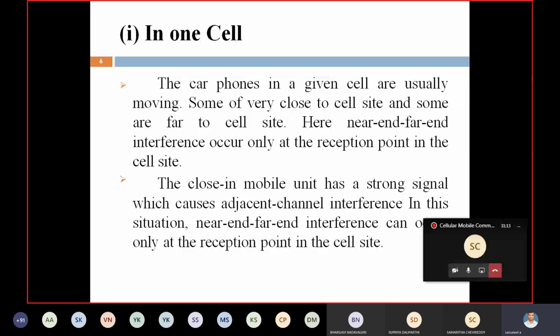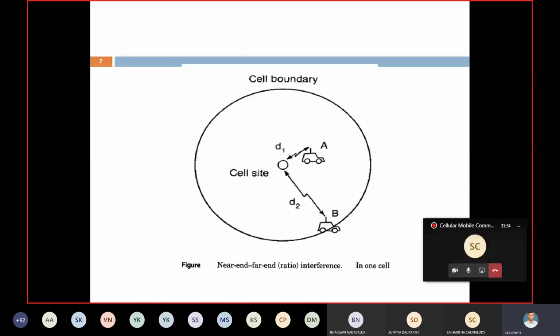Now I have to go for one figure. Based on the figure, I am explaining what is meant by near and far end in one cell. See this one. Here in one cell, this big circle is the cell coverage boundary. Inside, the center one has a small circle, which is nothing but the cell site or base station. Suppose you assume two mobile units: mobile unit A and mobile unit B.